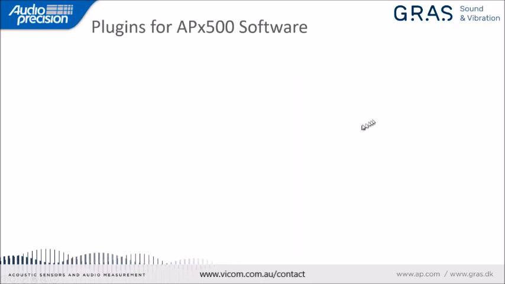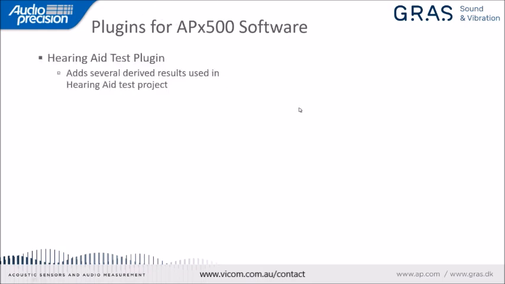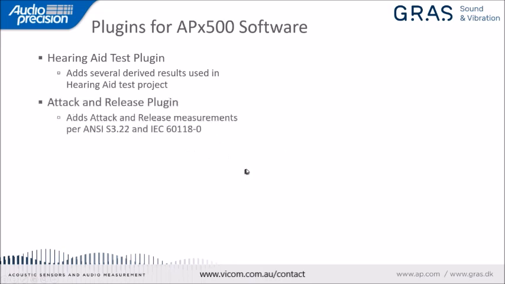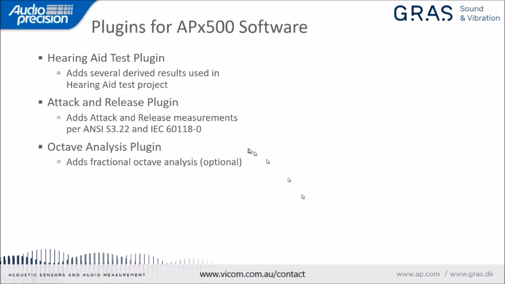Now, in the demonstration I'm doing today, I'm using some plugins for the APx software. So these are software features that don't ship natively with the software, but they're available for download from our website. First up, we have the hearing aid test plugin. This adds a few derived results that are used in the hearing aid test project I'm demonstrating today. Also, we have an attack and release plugin. This adds attack and release measurements per ANSI S3.22 and IEC 60118 Part 0.